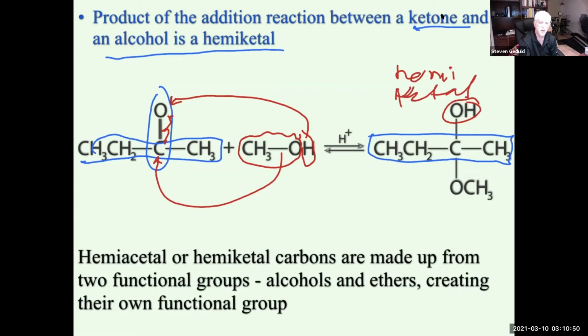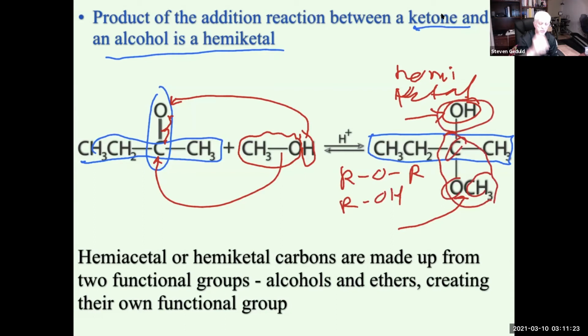Okay, so hemiacetyl or hemiketyl carbons are made up from two functional groups. Okay, we have alcohols and ethers. And this creates a special functional group. Okay. So here's your alcohol. Okay. And here's your ether. Remember, ether is ROR. Alcohols are ROH. So this is an ether because here's your R group, an O, another R group. So this is an ether, and this is an alcohol. So you have two functional groups making those up.